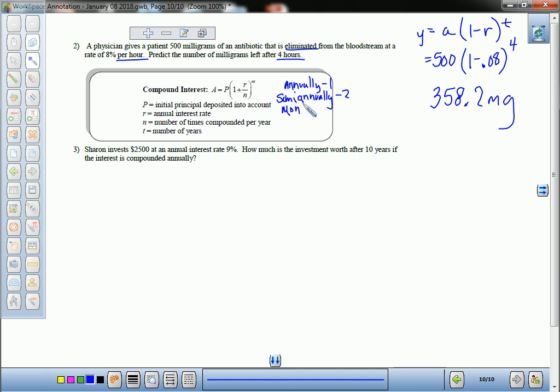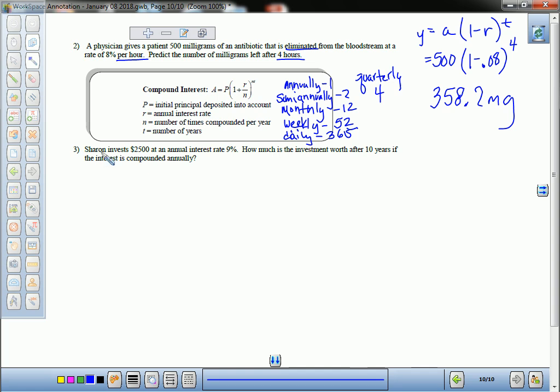Monthly occurs 12 times in a year. Weekly occurs 52 times in a year. Daily would be 365 times a year. Oh, one that I left out, quarterly. You hear this a lot with business. Quarterly would be 4 times a year.